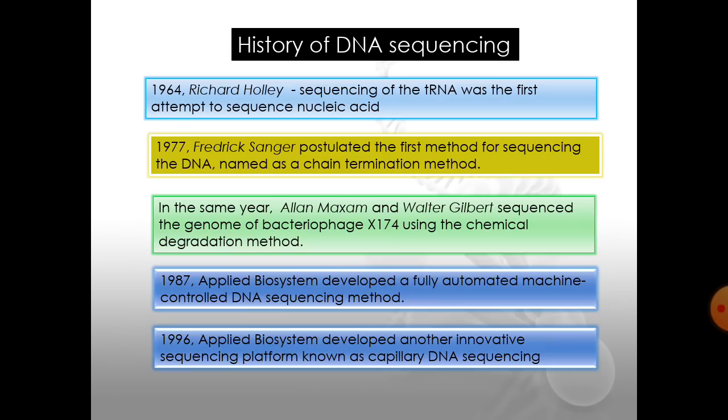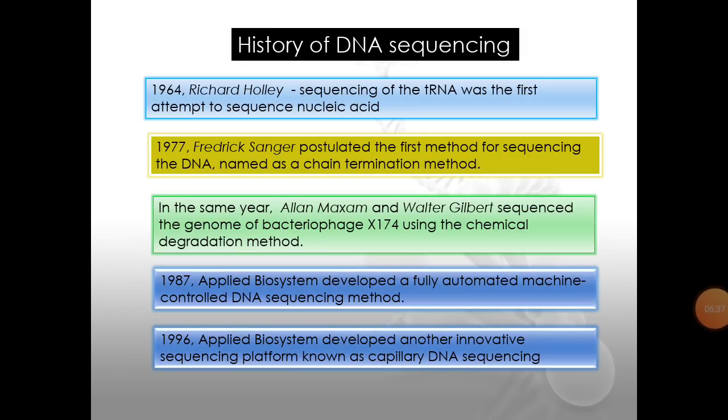Later in the year 1977, Frederick Sanger postulated the first method for sequencing DNA, which he named the chain termination method. Then in the same year, another two scientists, Maxam and Gilbert, performed DNA sequencing using a chemical method. Here the genome of a bacteriophage was sequenced using the chemical degradation method.